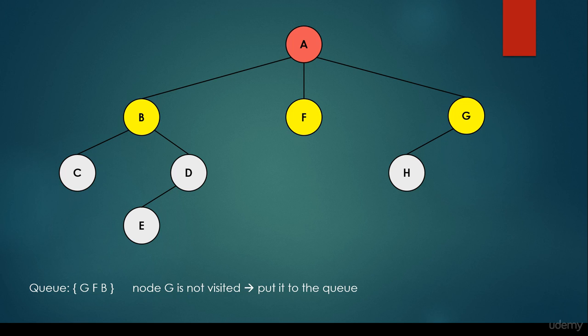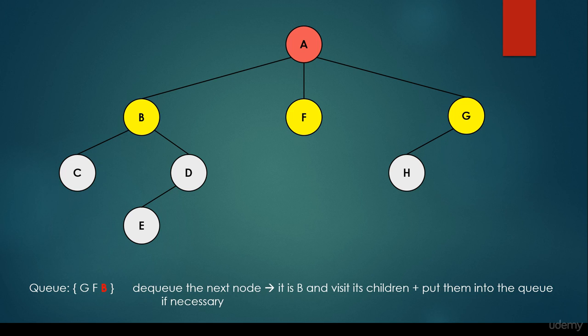And we keep enqueuing. What does it mean? Queue is a FIFO structure. So the first item we have inserted will be the first one we take out. And the B was the first one, so we are going to take out the B. We dequeue it and visit all its children and put these children into the queue if necessary. What does it mean if necessary? If we haven't visited it so far. So we are going to consider B.